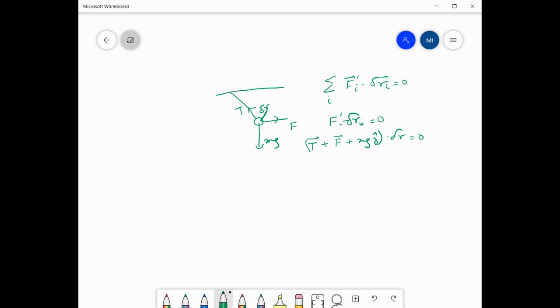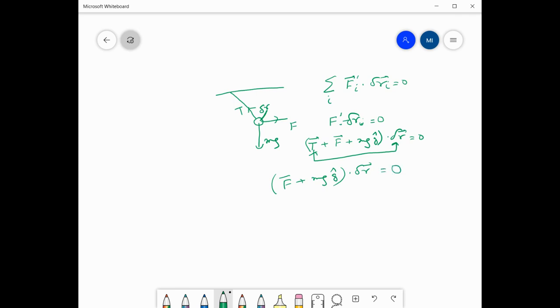So now T dot delta r would be 0, because T is the force of constraint, right? T dot delta r would be 0. So the equation should be F plus mg g cap, right? mg g cap dot delta r. I'm giving it a vector direction because it is in this direction. This is equal to 0.